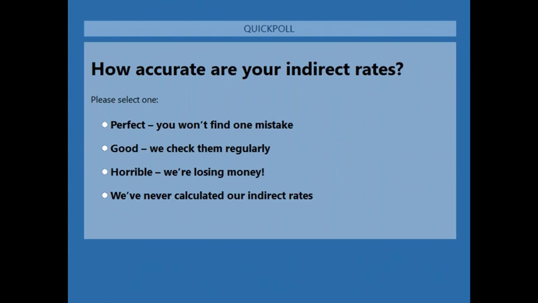Hopefully you guys pick up on a couple of hints there. Go back and use our indirect calculator on the website to help you calculate your rates. But certainly give us a call. I mean, any category that you're in, but if you're in C or D and saying we're losing money or we've never calculated our indirect rates, give us a call so we can help you through that process.